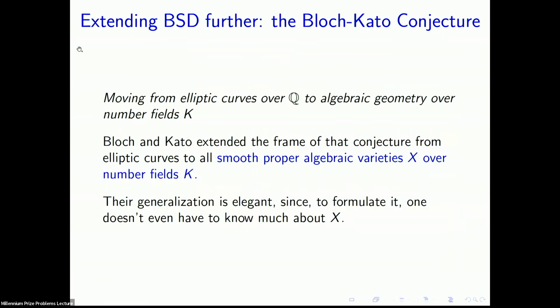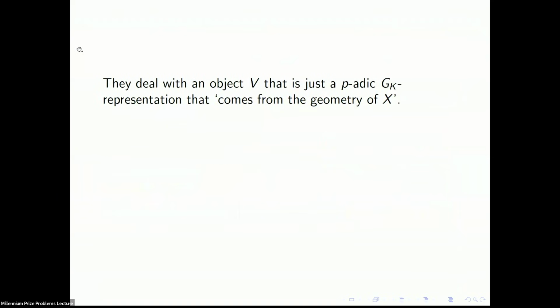You can go further. It's called the Bloch-Kato conjecture. You're moving from elliptic curves over Q to algebraic geometry over number fields K. So Bloch and Kato, as I say here, extended the frame of that conjecture from elliptic curves to all smooth, proper algebraic varieties over number fields K. As I say here, too, this generalization is elegant since to formulate it, you don't even need to know much about the algebraic variety X. They deal with an object V that's just a p-adic Galois representation that comes from the geometry of X.